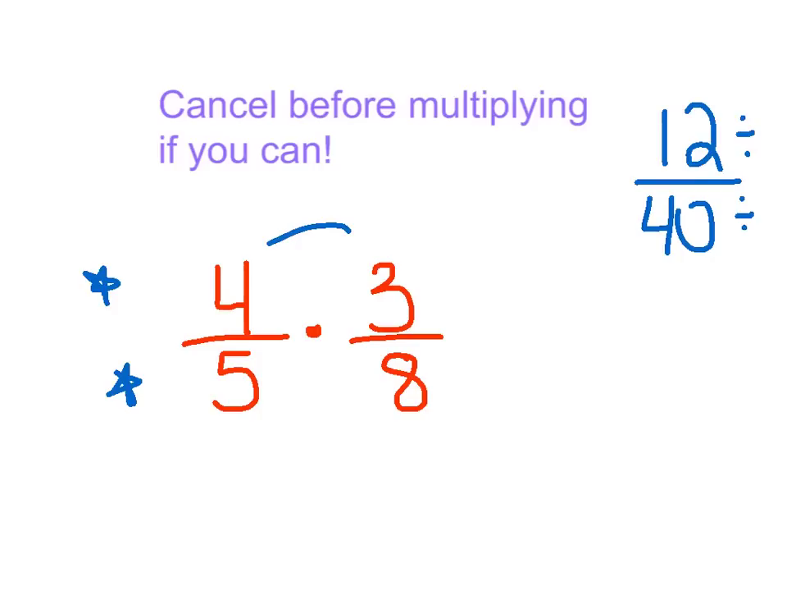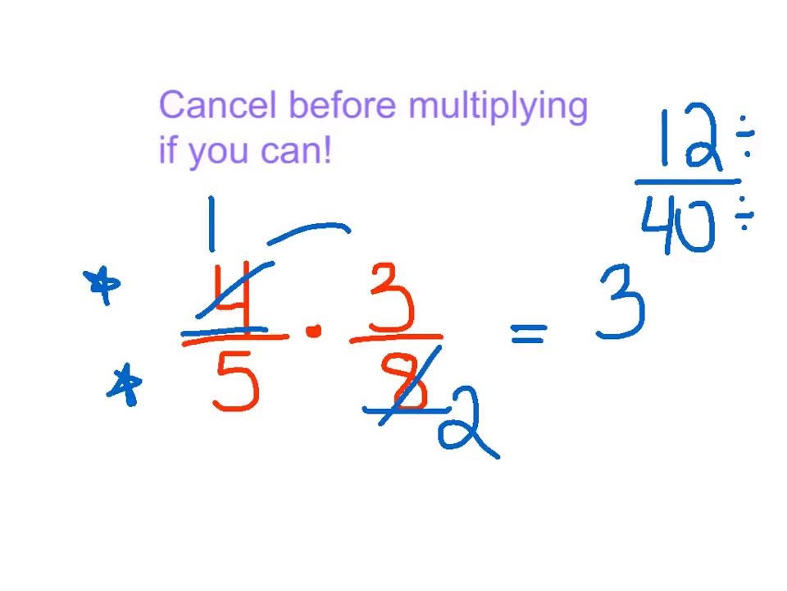Let's see. 4 and 8 can both be divided by, well, 2, but they can also be divided by 4. 4 divided by 4 is 1, and 8 divided by 4 is 2. If I multiply those now, 1 times 3 is 3. And 5 times 2 is 10.